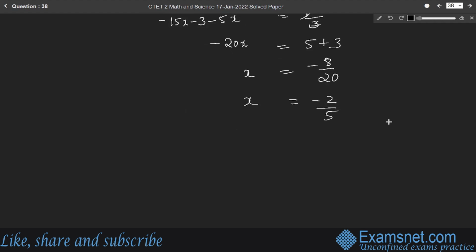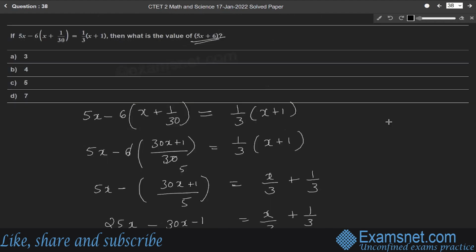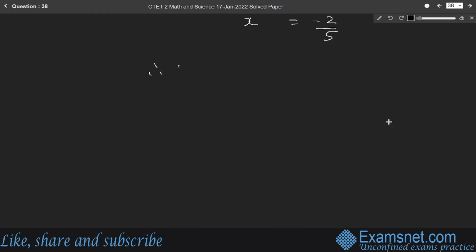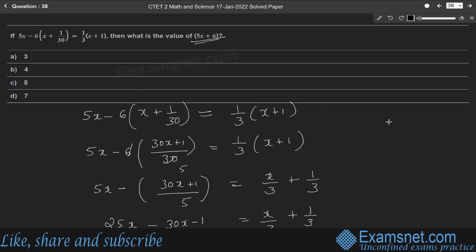Therefore, what is asked here? 5x plus 6. Therefore, 5x plus 6 is equal to 5 into minus 2 by 5 plus 6, which is equal to 4. Therefore, the answer is option B.